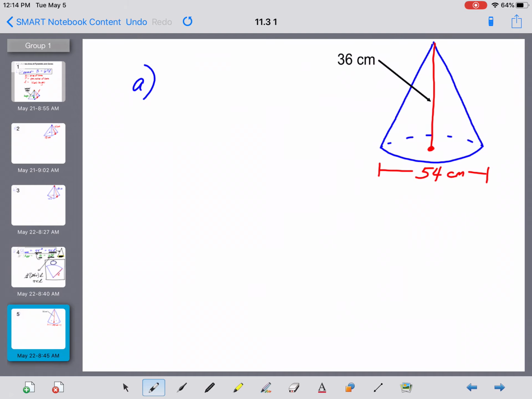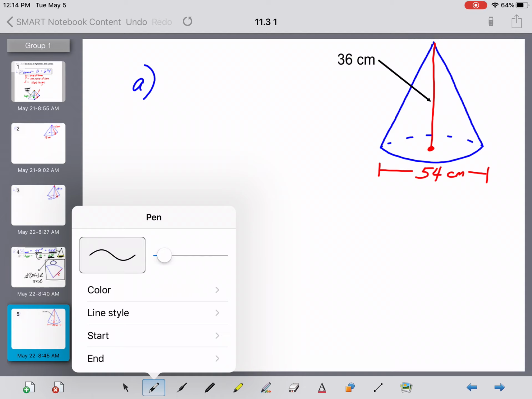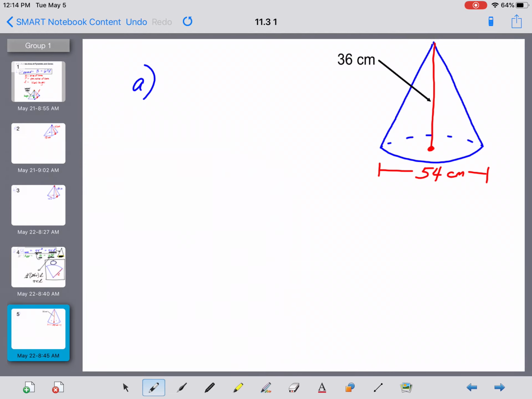So let's just see one example here, guys. This isn't too bad of a problem to deal with, so let's see what's going on. We have ourselves a cone. Down here on the bottom, I've given you 54 centimeters across, so that is going to be the diameter of your cone. And that 36 centimeter red segment there goes from the peak of the cone, right up here on top, down to the center of the base.